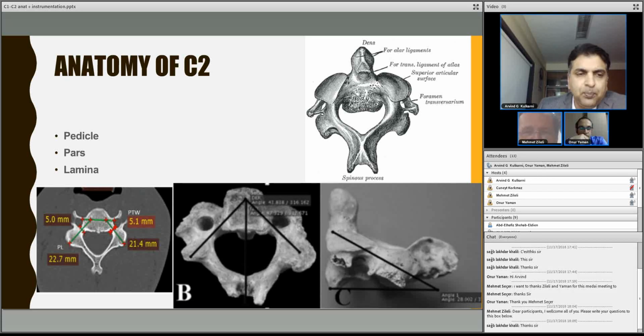Now, what are the dimensions of the C2? So, you can put a screw which is about 22 millimeters in length, and you can put a screw which is close to 3.5 millimeters because the isthmus, the narrowest part of the pedicle, is close to 5 millimeters. So you can safely put a 3.5 mm screw across the pedicle of C2. So this is the relevant anatomy of C1 and C2.